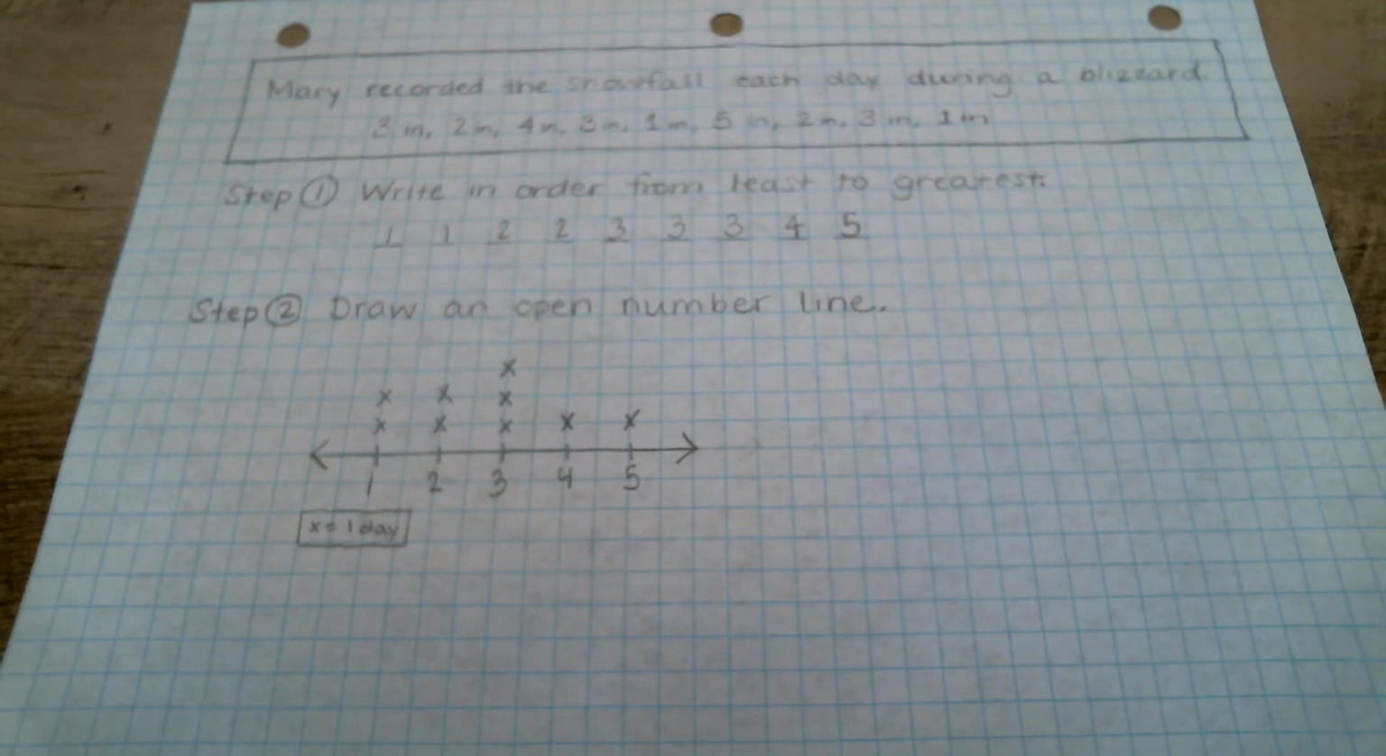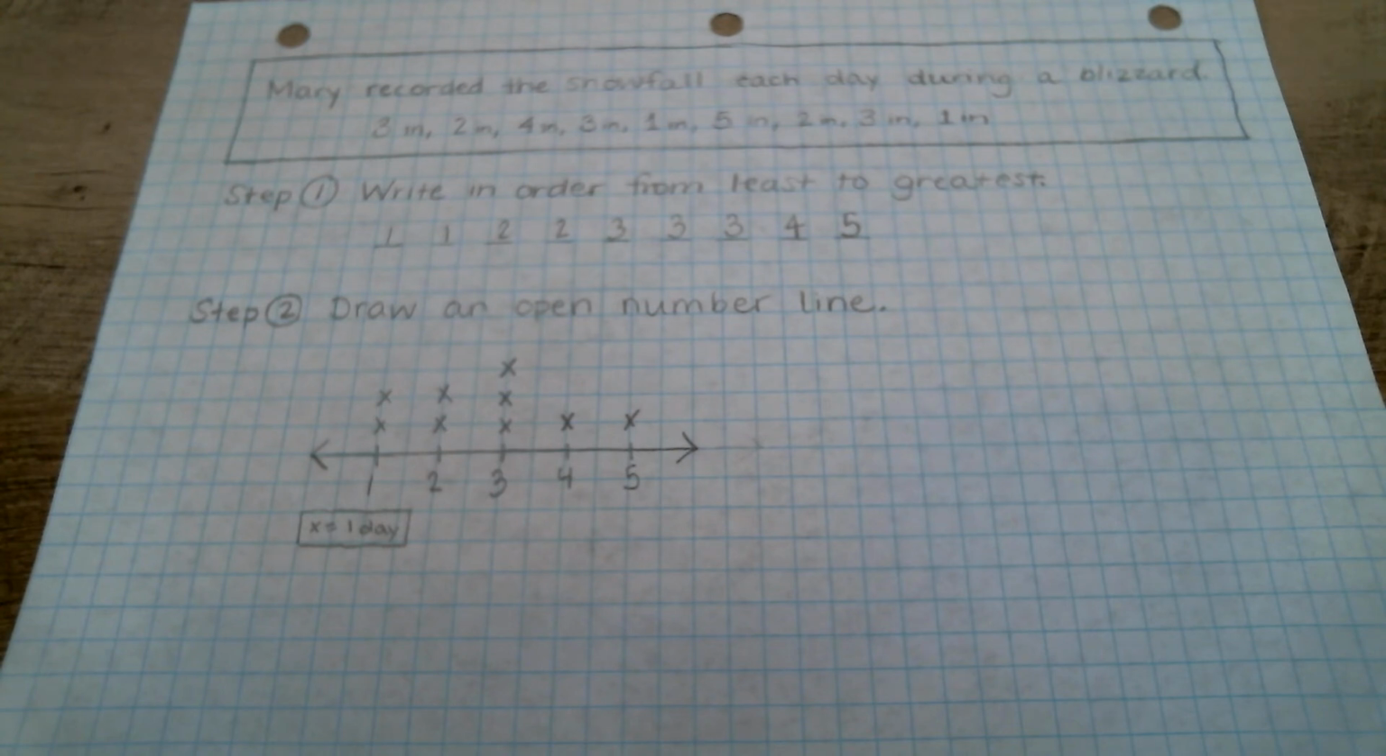Now, if I were to ask you what amount of snowfall was the most common across the days of this blizzard, we can see on this line plot that the most frequent amount of snowfall is going to be the number with the most X's. So there would be 3 inches of snowfall was the most common or the most frequent amount of snowfall on a day during the blizzard. However, the least amount of snowfall on a day is 1 inch, and the greatest amount of snowfall on a day is 5 inches of snowfall.